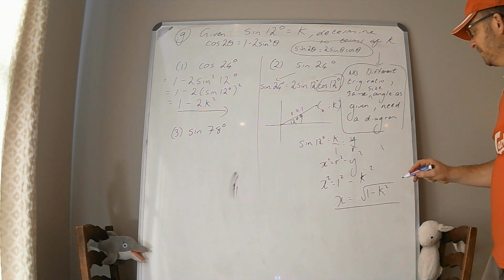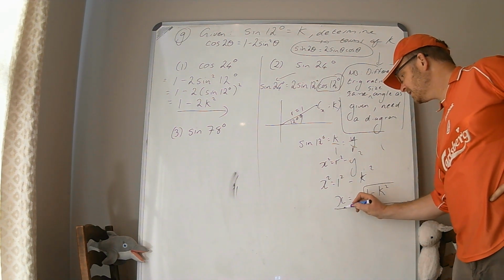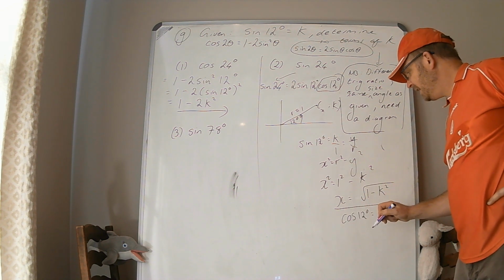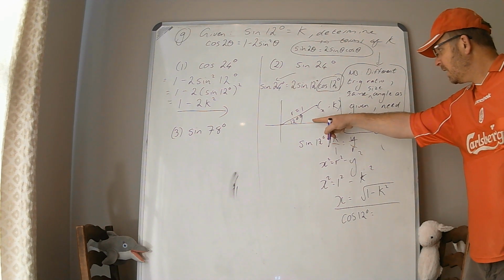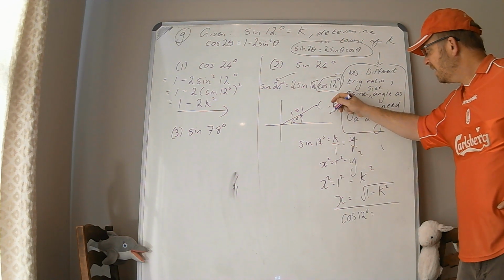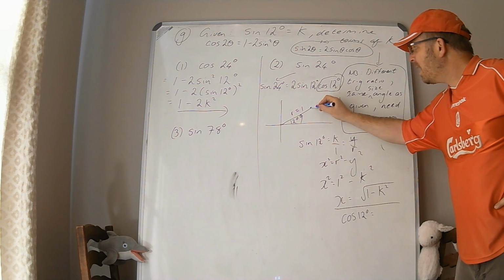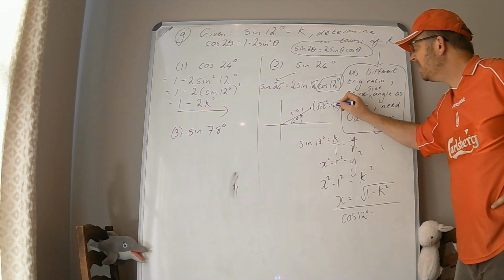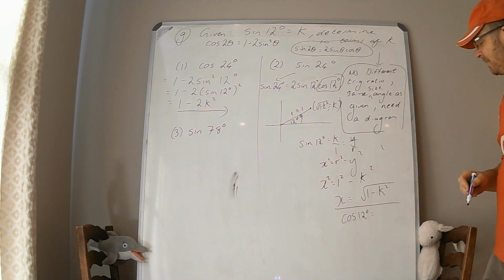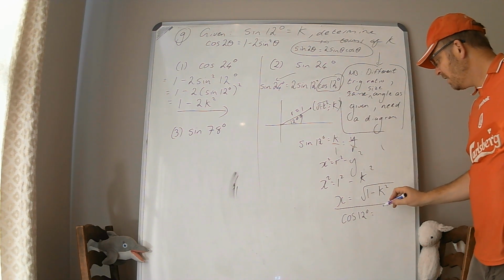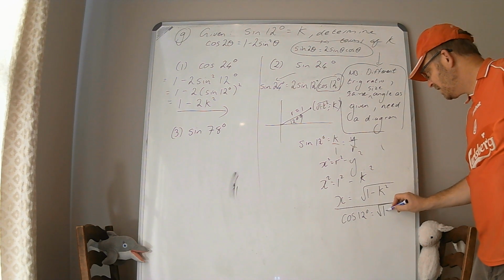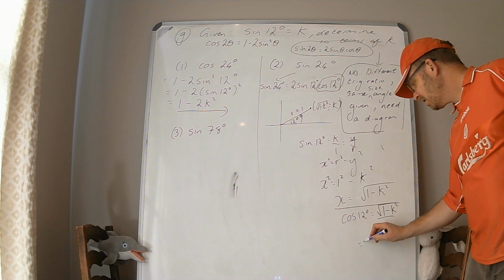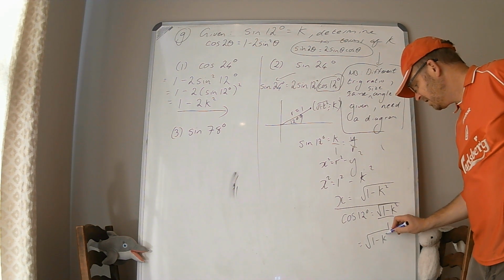In other words, cos of 12 degrees will be equal to, well, I know now for 12 degrees, if I've got a radius of 1, the x coordinate is the square root of 1 minus k squared, and the y coordinate is k. So cos of 12 will be x over r, which is the square root of 1 minus k squared over 1, which is just the square root of 1 minus k squared.